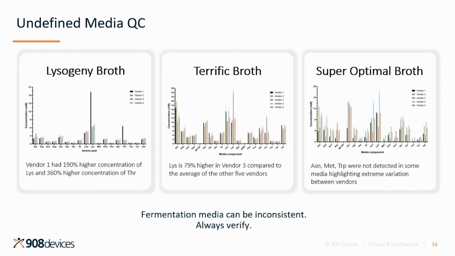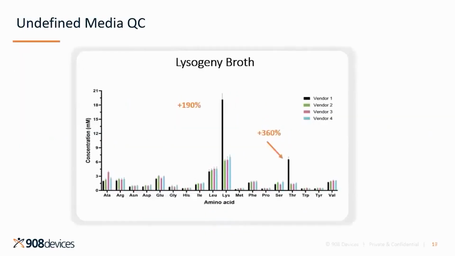But the ingredients to the recipe are all undefined. So depending on where the raw materials are sourced and stored, you might encounter variations. I will highlight just the one instance on the left showing LB media. Vendors 2, 3, and 4 all have similar amino acid concentrations. However, vendor 1 had almost 2 times higher lysine levels and over 360% higher concentration of threonine. An extreme deviation like this would likely cause unexpected process changes.